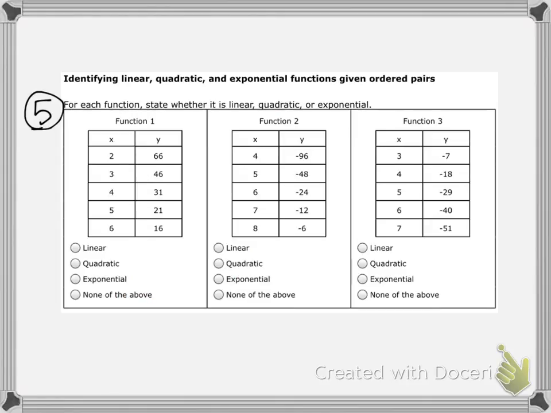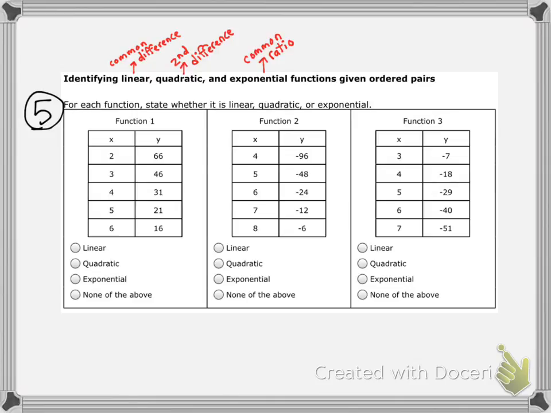For number 5, we have to identify the table of a function as being either linear, quadratic, or exponential. A linear function will always have a common difference when you subtract the y values. And a quadratic will have a second difference that is always the same. And an exponential function will always have a common ratio, which means it multiplies or divides by the same amount each time. Let's see how to check each table.